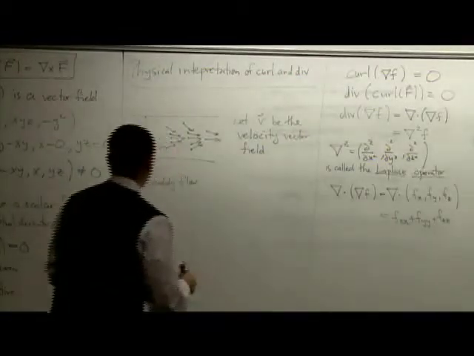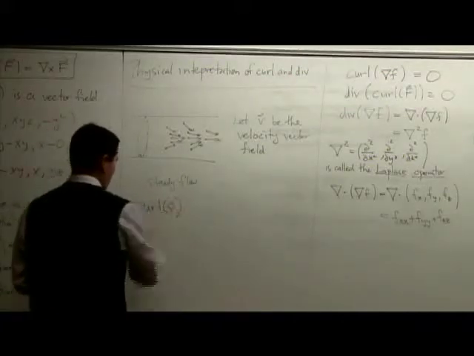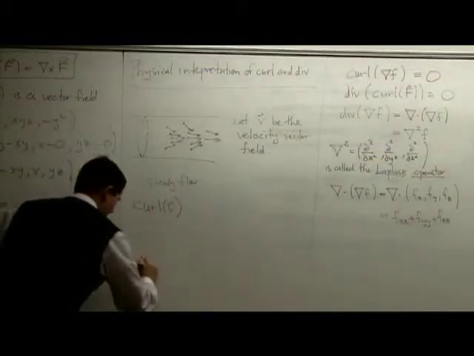Okay. So my question is, what is the curl of that vector field? So V is not a vector here; it's a vector field. And what is the divergence? What do those mean?